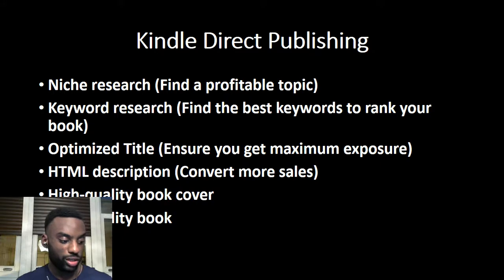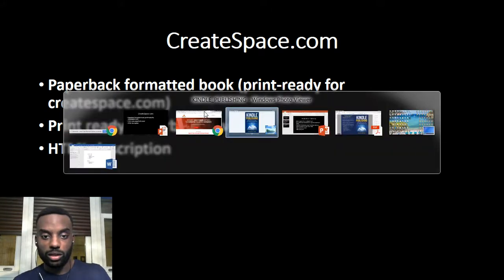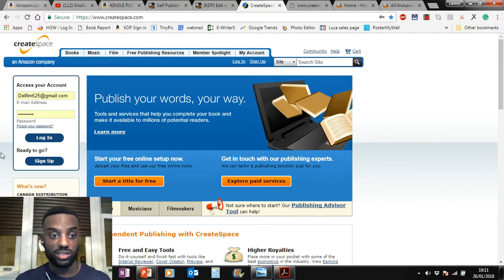The next thing you want to focus on is actually diversifying or publishing a paperback version of your book. The most popular service, and the only service I would recommend for this, unless you're publishing outside of Amazon, is CreateSpace.com. Now, quick look at CreateSpace.com. CreateSpace is actually an Amazon company, and they're a print-on-demand service.